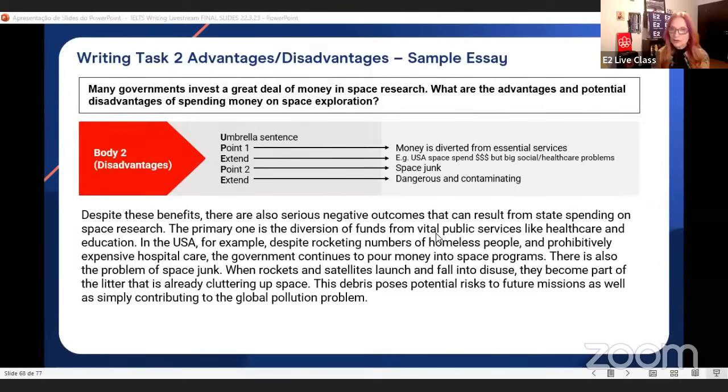That's why we don't include them, because if not, we would have to include the healthcare, education, also the pollution. We just, in the topic sentence, inform that negative outcomes can result from the state's spending on space research. So it's connected back to the question, okay?